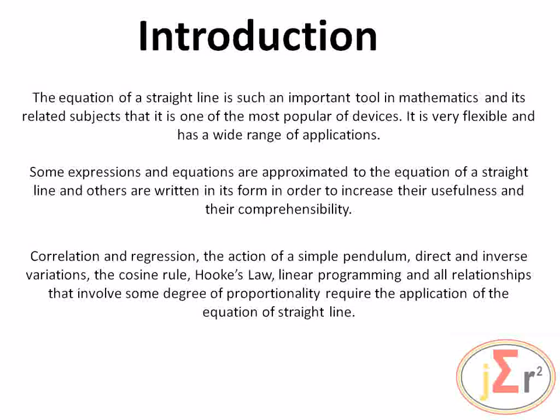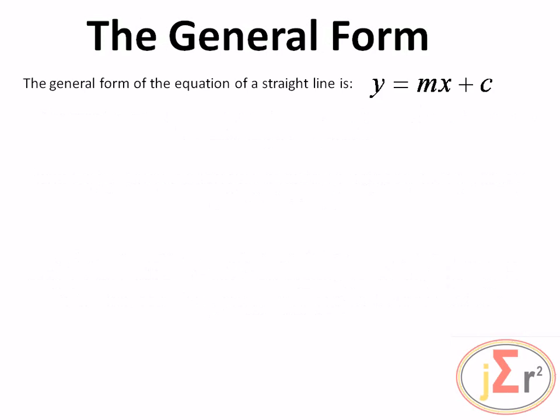Correlation and regression, the action of a simple pendulum, direct and inverse variations, the cosine rule, Hooke's law, linear programming, and all relationships that involve some degree of proportionality require the application of the equation of a straight line. The general form of the equation of a straight line is y is equal to mx plus c.